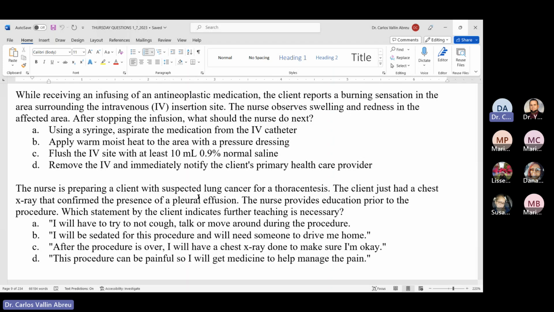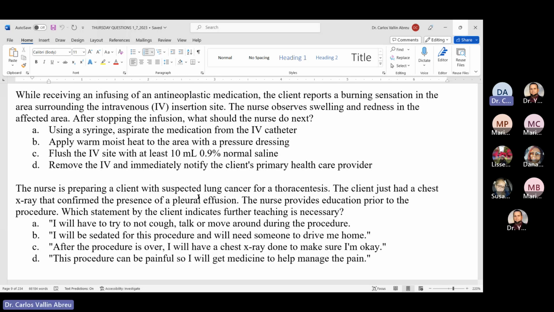While receiving an infusion of an antineoplastic medication, the client reports a burning sensation in the area surrounding the intravenous insertion site. The nurse observes swelling and redness in the affected area. After stopping the infusion, what should the nurse do next? Remember that next is the same as first.